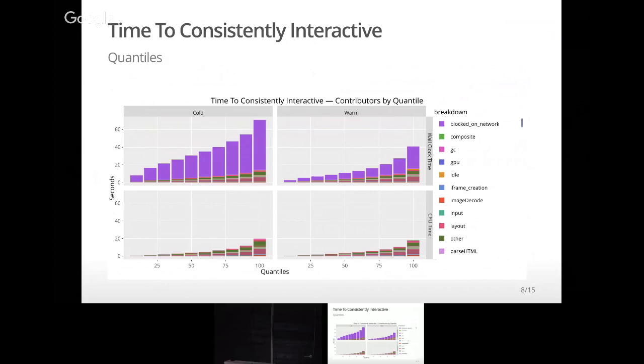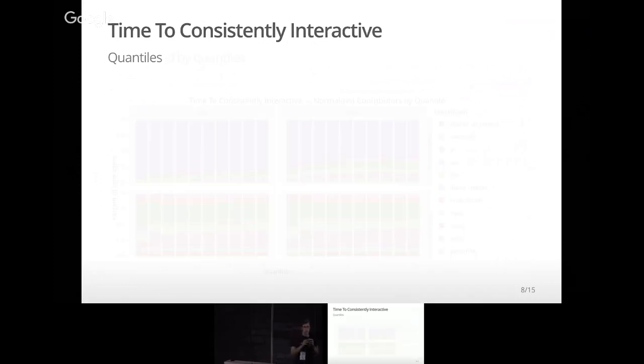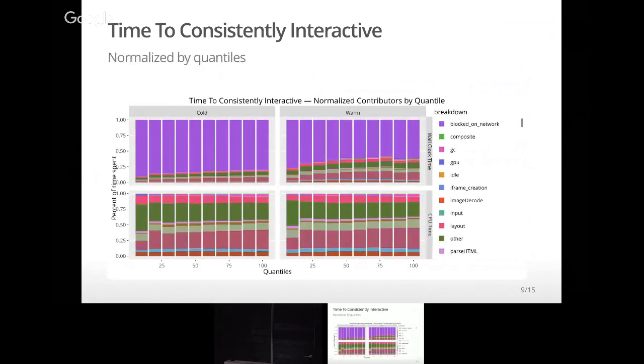This view is kind of hard to read. The view that I prefer looking at is once we've normalized it. So we've just scaled everything, so we're looking at the fraction of time per quantile.